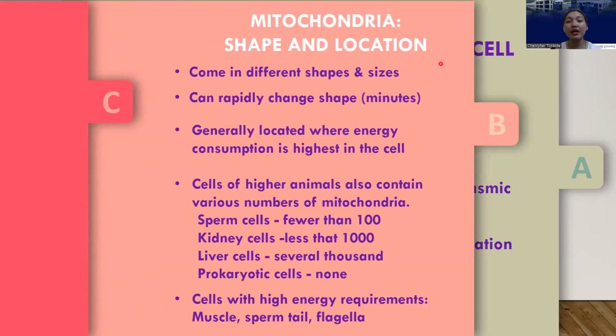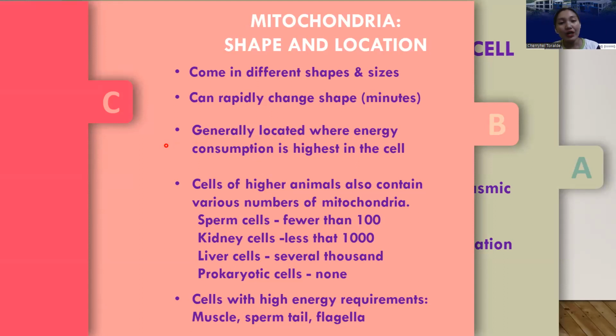So, what are the shape and location of the mitochondria? It actually comes in different shapes and sizes, and it can also rapidly change in shape. It is generally located where energy consumption is highest in the cell. So, which parts of the body have high energy consumption? Of course, the muscle, right? The heart, or even the brain. There are a lot of things actually.